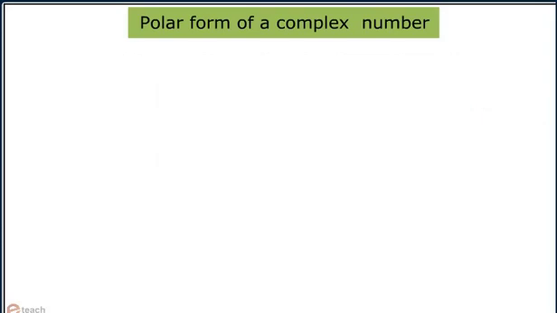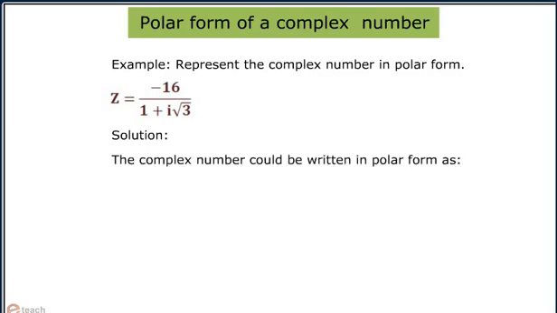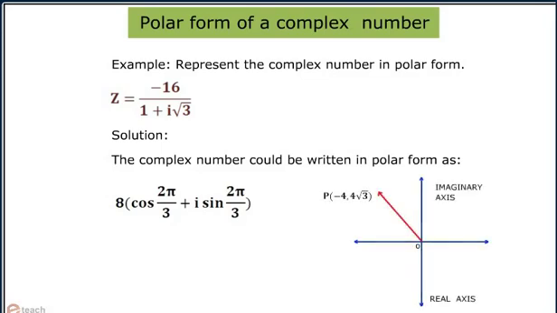Let us take another example. Represent the complex number in polar form: z equals minus 16 by 1 plus iota times root 3. Let us see the solution. The complex number could be written in polar form as 8 times (cos 2 pi by 3 plus iota times sin 2 pi by 3). We have shown this complex number on the graph.